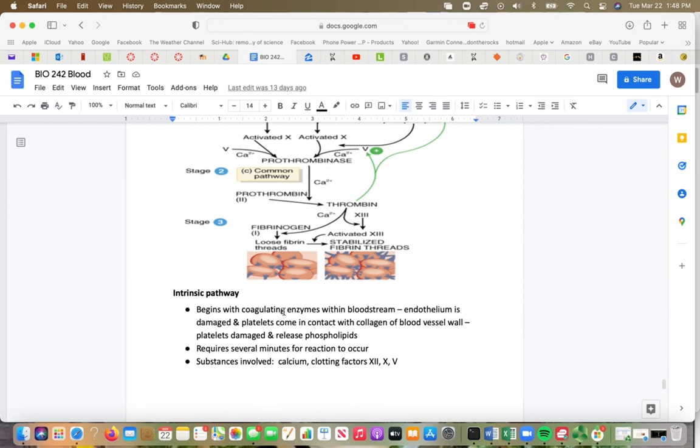The intrinsic pathway, you're going to have coagulating enzymes within the bloodstream. So in the endothelium, they come in contact with the collagen. Your damaged platelets release the phospholipids. It does require several minutes for this reaction to occur. Substances involved, calcium and clotting factors 12, 10, and 5.